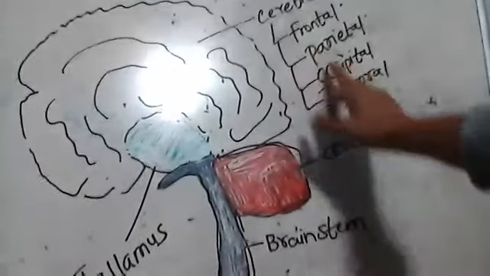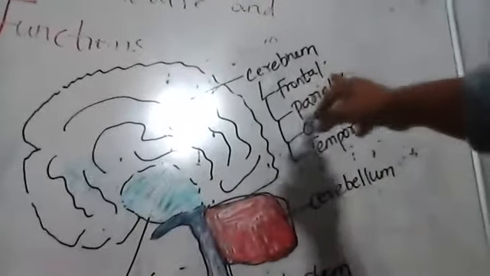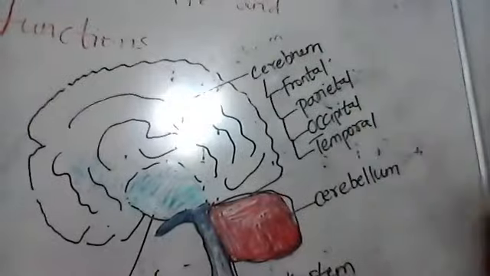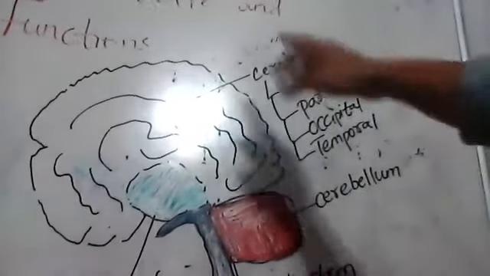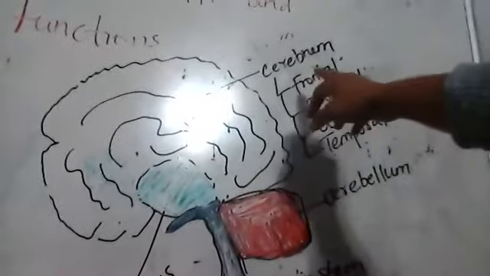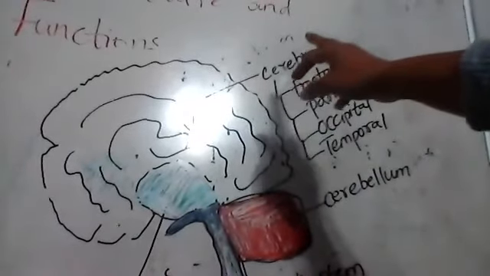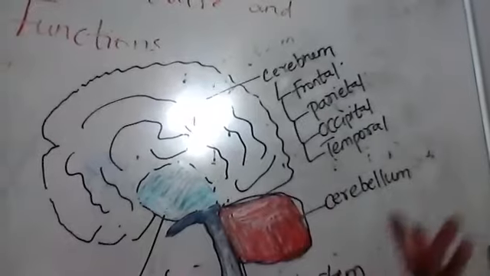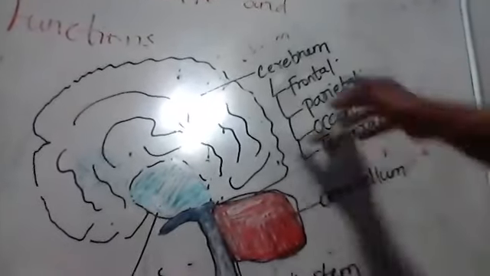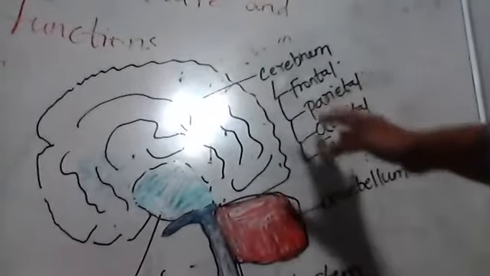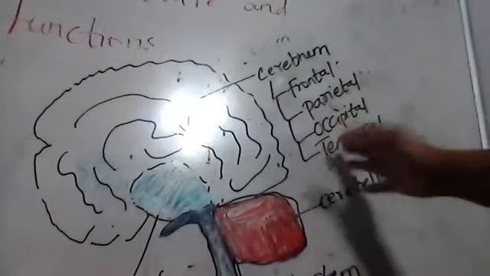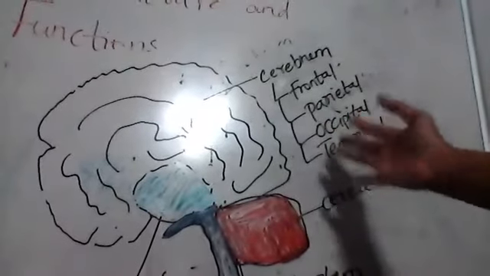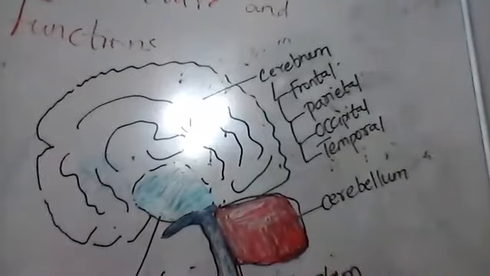It has frontal, parietal, occipital, temporal. The frontal deals with making plans, the part of your brain that makes plans is the frontal lobe, and with how you control your emotions and everything. The parietal deals with sensory information. Occipital deals with vision, and temporal deals with sound, speech and talking.